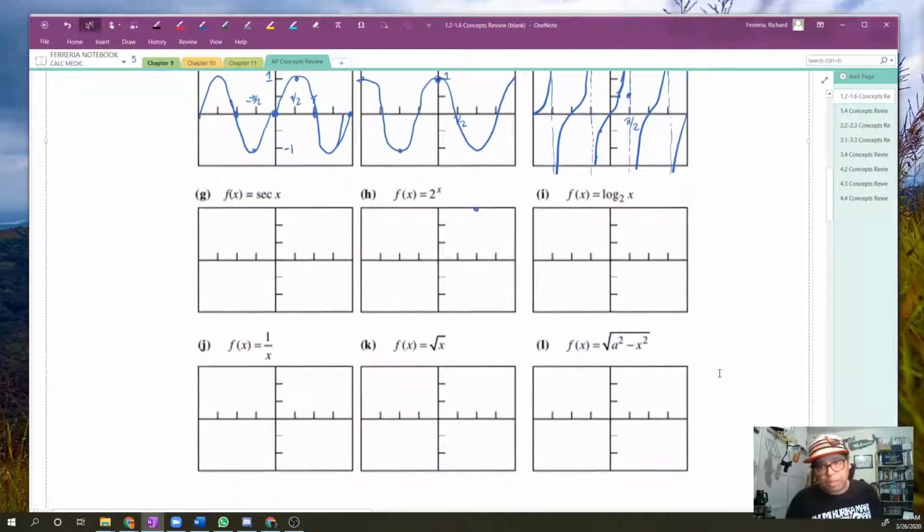Secant. Now, secant is 1 over cosine. So anytime cosine is equal to 0, you're going to get a vertical asymptote. So cosine is 0 at pi halves, and all odd multiples thereof. So it looks like we're going to have basically the same asymptotes that you would get from the tangent function, which makes sense because tangent also has a cosine in the denominator.